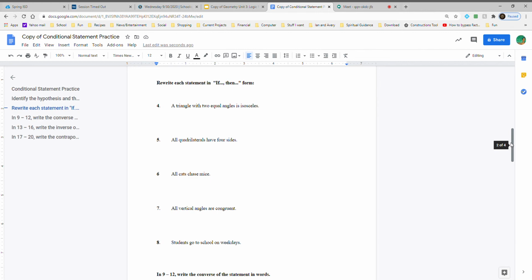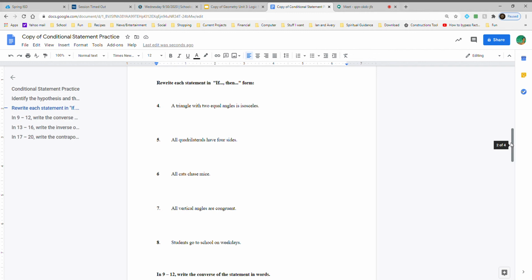The difference between 5, 6, and 7 and 4 and 8 is that on 5, 6, and 7, there's only 2 things in each sentence. Number 5 has quadrilaterals and 4 sides. 6 has cats and mice, chase mice. And number 7 is vertical angles and congruent. But number 4 has 3 things. It's talking about a triangle, 2 equal angles, and isosceles. And down here on number 8, same thing. It's got students, they go to school, and they do it on weekdays.